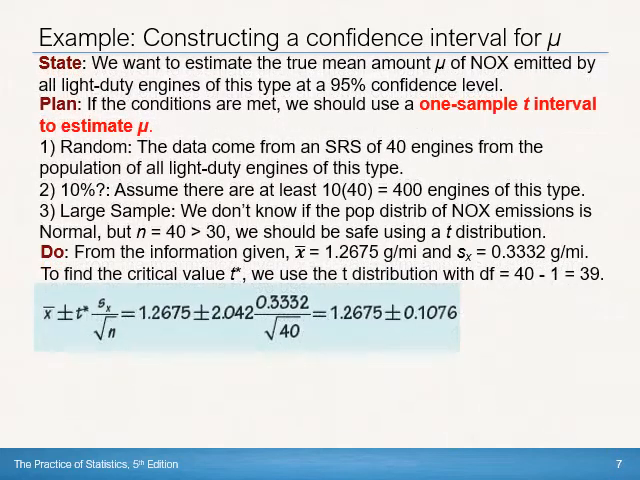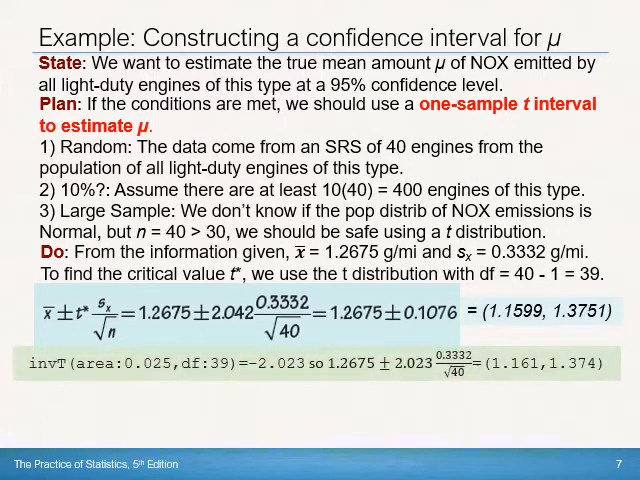All right, we calculate it. It gives us an interval. We could also calculate the critical T value using our calculator. You can notice that the resulting confidence interval is not too far off from what we calculated before.